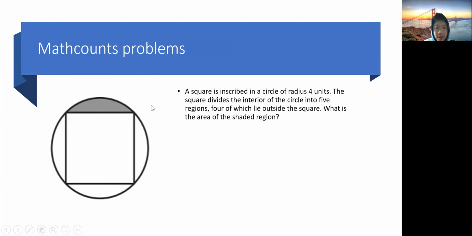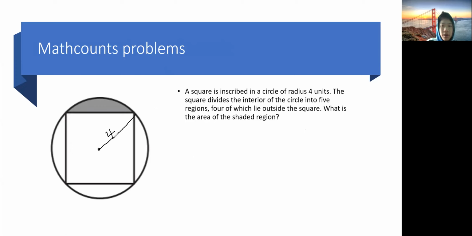I'm going to go on to Mathcounts problems. But for this one, let me show you how to do this, okay? So for a lot of these area and perimeter problems, you're gonna have to add or subtract areas out of different areas, okay? So let me show you how you do this. So we have this first problem here. I'm gonna do it as an example, and then you'll do the rest of them. Okay, so a square is inscribed in a circle of radius 4.